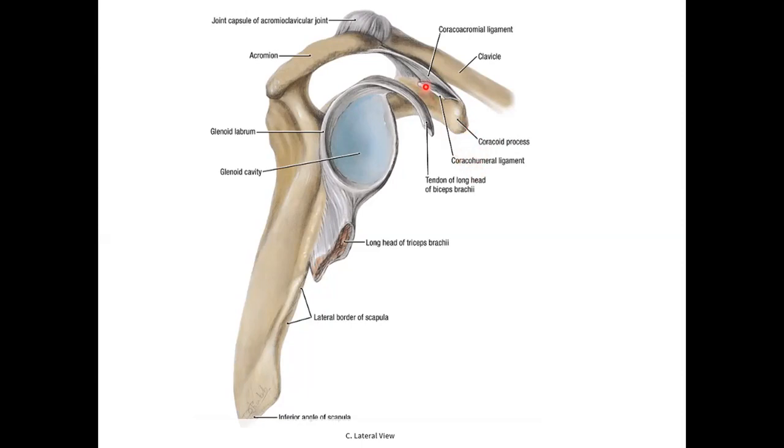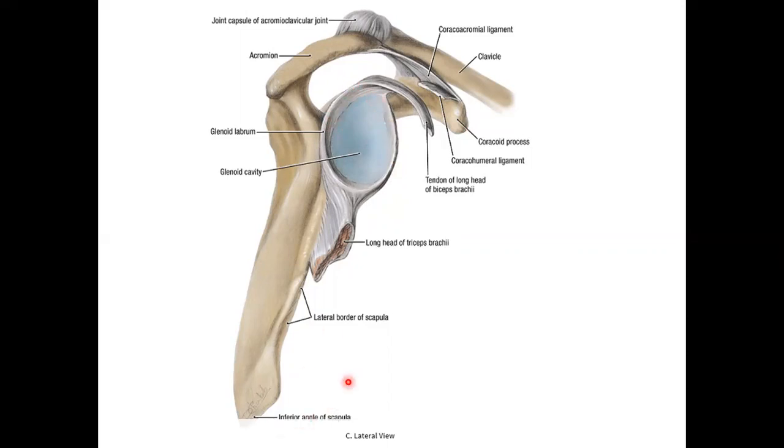So your coracohumeral ligament. And then there's that tendon of the long head of the biceps brachii attaching to the superior aspect of the glenohumeral joint. Here's your glenoid cavity, and then here's your labrum surrounding it.